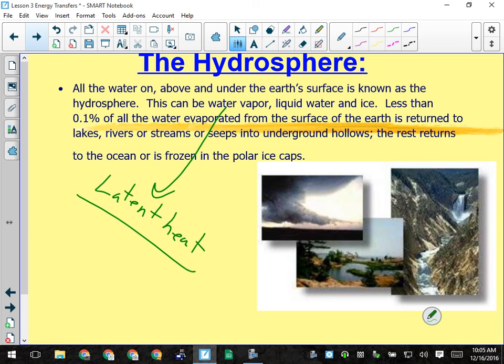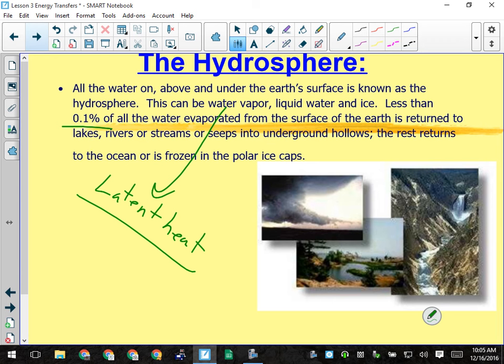Less than 0.1% of all the water that's evaporated from the surface of the earth is returned to lakes, rivers, or streams, or seeps into underground hollows. The rest returns to the ocean or is frozen in ice caps. And not the kind you get from Tim Hortons. The kind that are on the tops of mountains and poles.